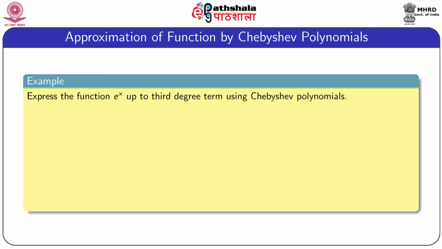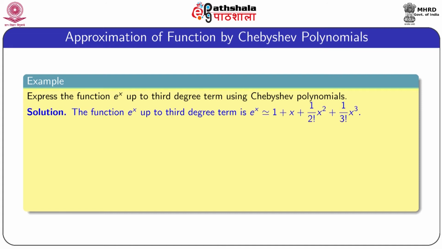Now, we consider another example. Here we expand the function e to the power x up to the third degree term using Chebyshev polynomials. By Taylor series expansion, we know that e to the power x is approximately equal to 1 plus x plus x square by factorial 2 plus x cube by factorial 3, and this expression is taken up to the third degree term.